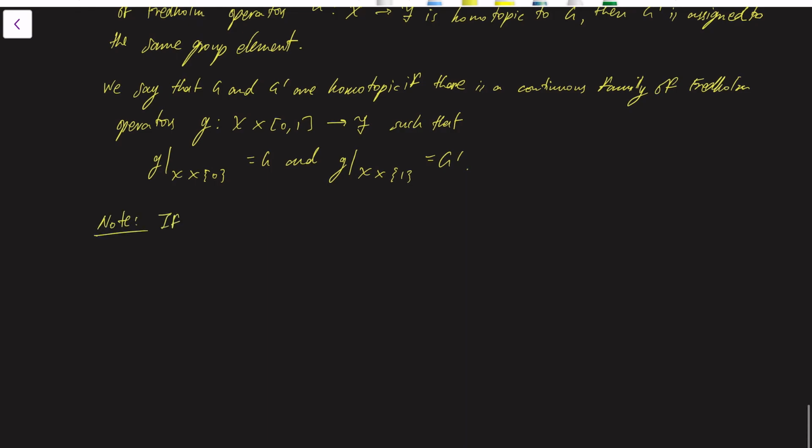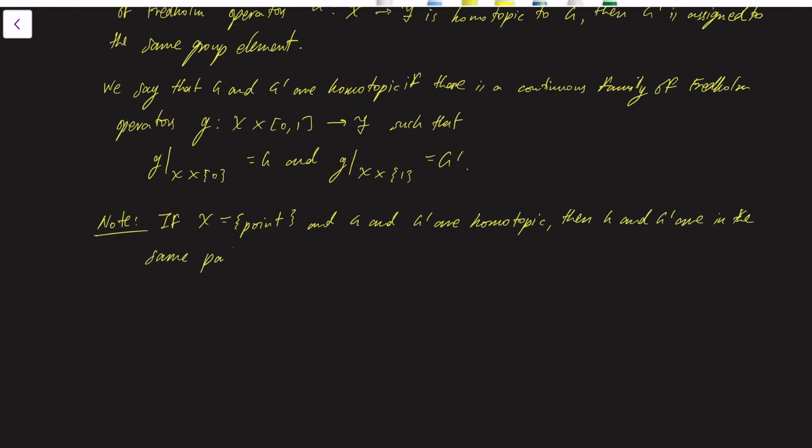Note that if X is the space containing a single point and G and G prime are homotopic, then G and G prime lie in the same path component of the space of Fredholm operators. This idea allows us to investigate the nature of connected components of F.